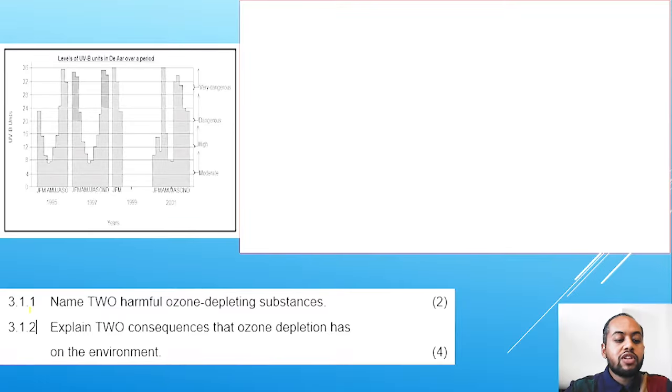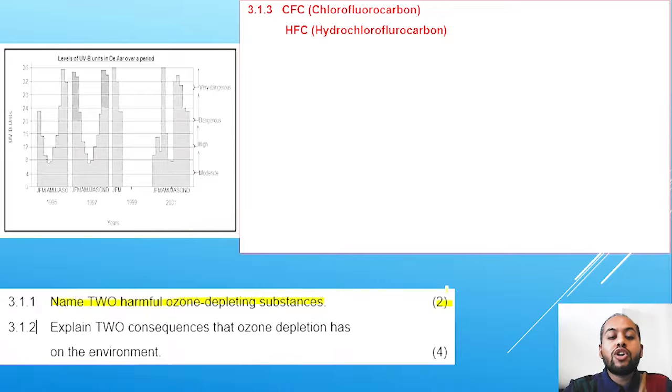The first question, 3.1.1, says name 2 harmful ozone depleting substances. What does this mean? We are referring to things that are possibly going to cause holes in the ozone layer. There were 2 important things that we would have discussed: chlorofluorocarbons as well as hydrochlorofluorocarbons, therefore CFCs or HCFCs. Apologies for this numbering, it should have stated 3.1.1. That is the answer for 3.1.1.